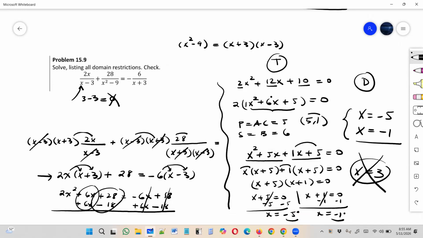So this is how you solve rational equations. All of those 4 steps are necessary, and at the very end, you have to check to see if it passes the domain.